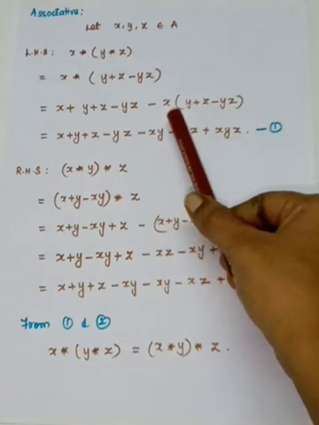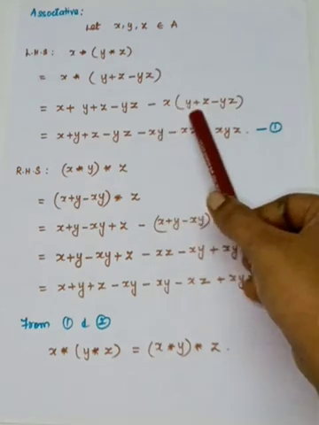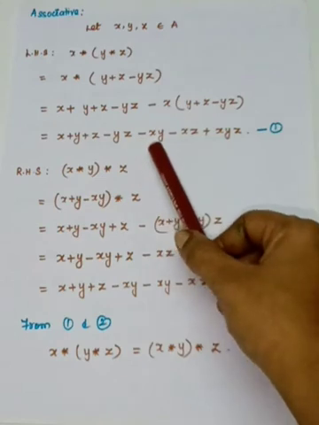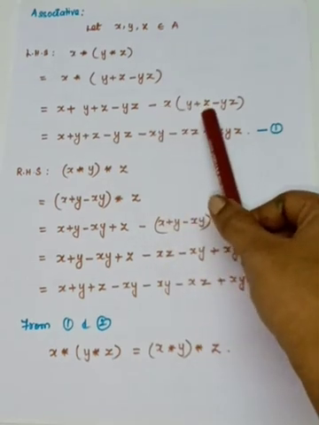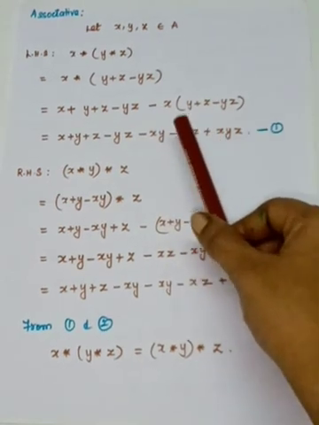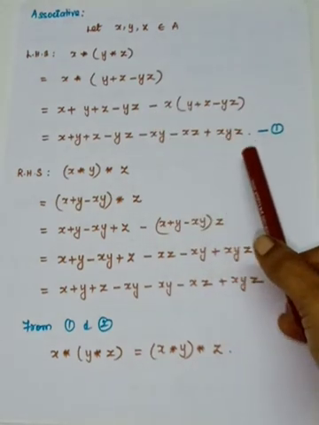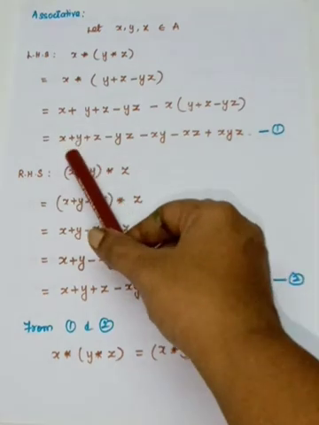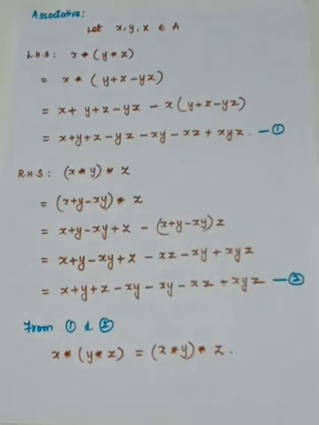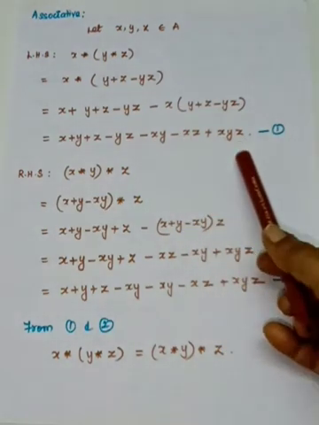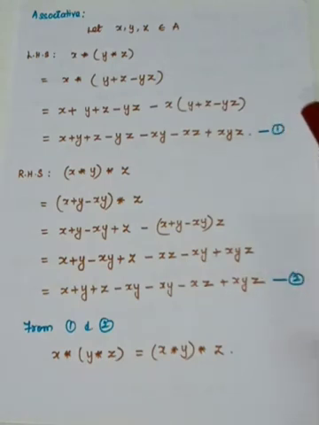So now you have to evaluate the product. Minus x into y, so minus xy. Minus x into z is minus xz. Minus x and minus yz is plus xyz. So your answer is x plus y plus z minus yz minus xy minus xz plus xyz. That is the left hand side answer.